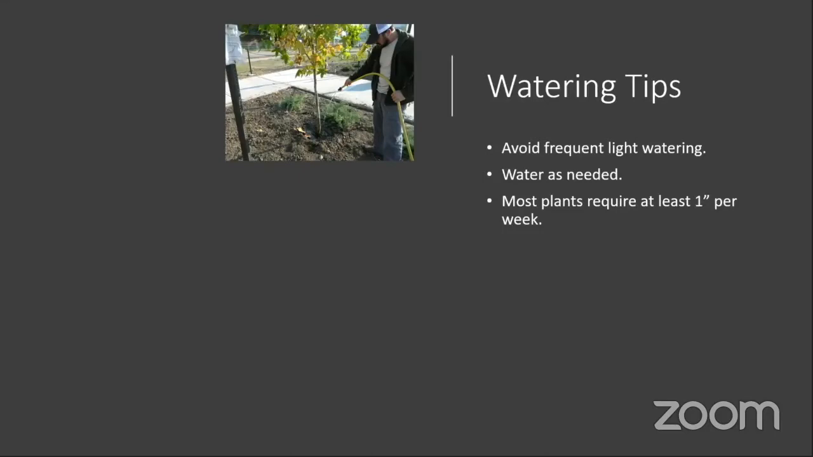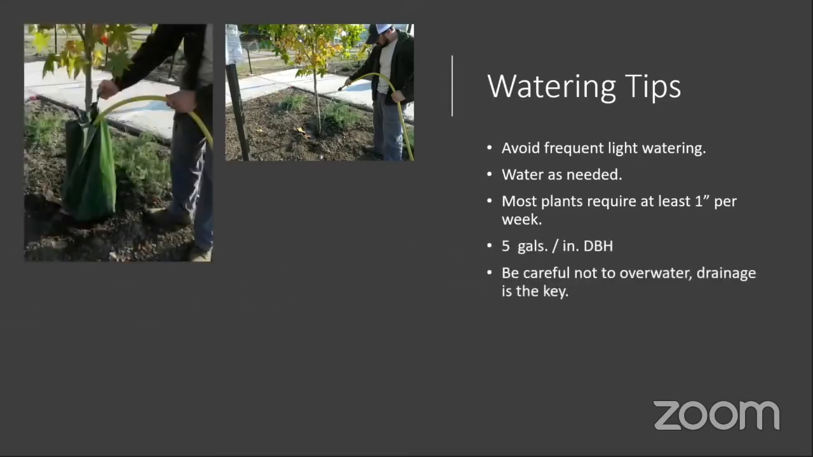But most plants require about 1 inch of water per week. We want to make sure that we give it deep, frequent waterings at the rate of about 5 gallons per inch of DBH. So for example, if you have a 3-inch tree, then we'd want to give it approximately 15 gallons of water. But again, be careful not to overwater. Drainage is the key. Earlier in this discussion, I showed the overwatering and the issues it can cause. So get in there and check it.